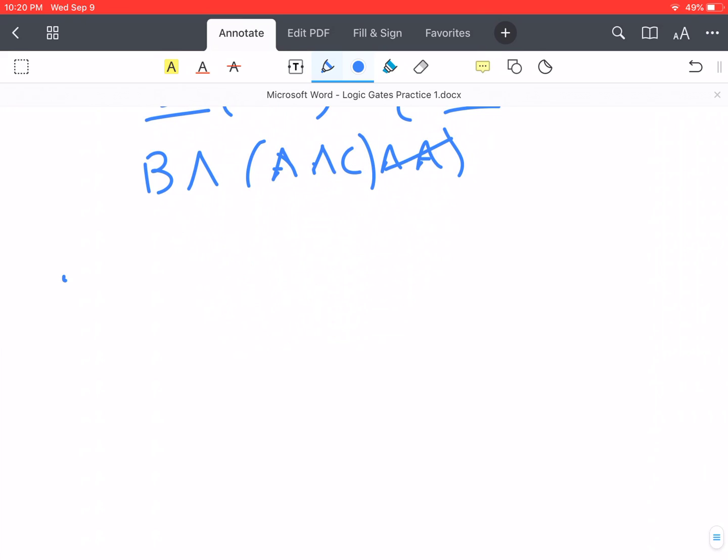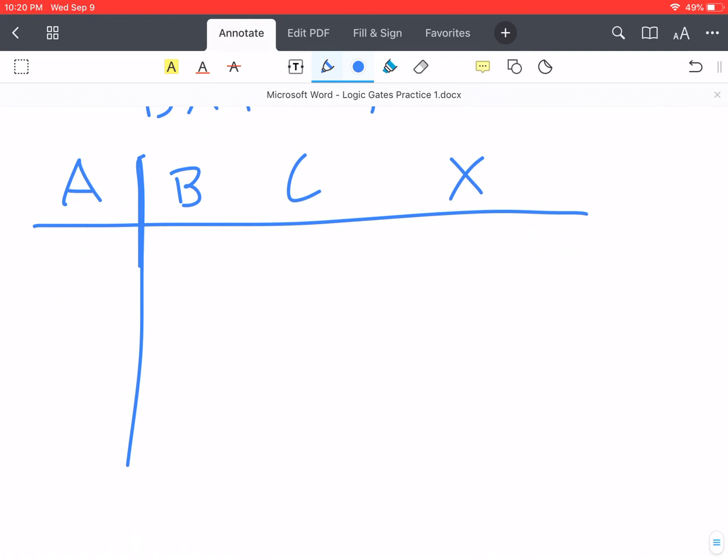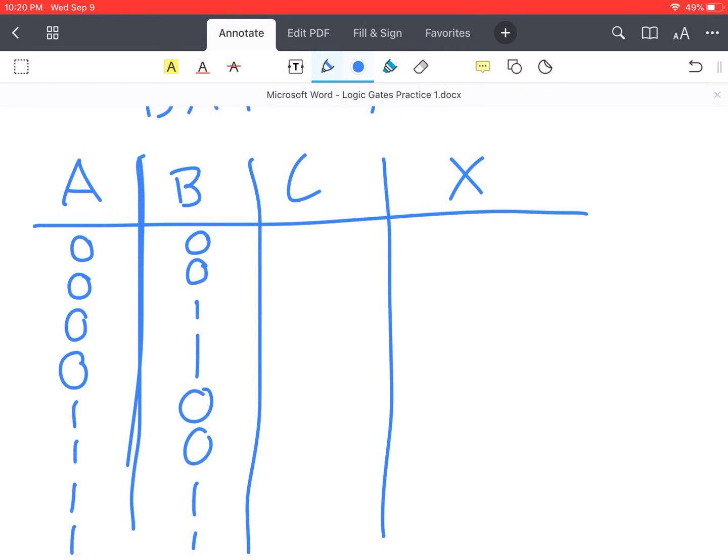So here, if I go ahead and build my table, A, B, C, I'm just going to go right to the output X. What's going to happen here? X is on when A, B, and C are all on. So we got 0, 0, 0, 0, 1, 1, 1. 0, 0, 1, 1, 0, 0, 1, 1. I must have missed a 1 here, sorry. And then 0, 1, 0, 1, 0, 1, 0, 1.